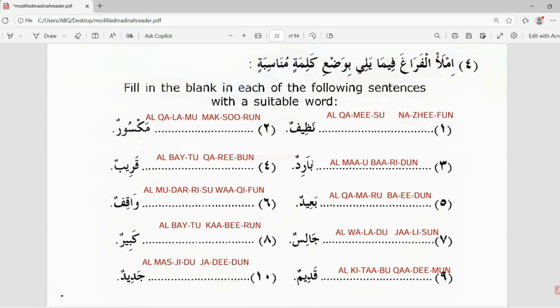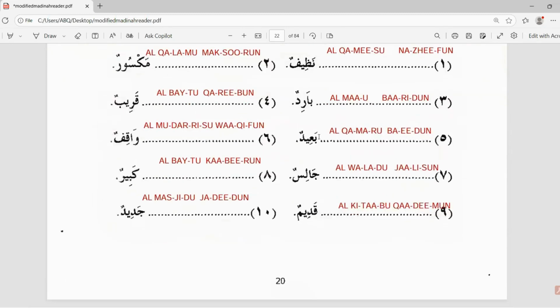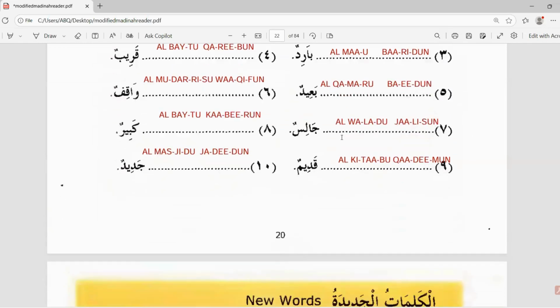Now the next word here is baridun, which means cold. So baridun means cold, and we can say the water is cold. So we will say al-ma'u baridun. Then here ba'idun, which means far away. Ba'idun means far away, and we will say al-kamaru ba'idun, which means the moon is far away.